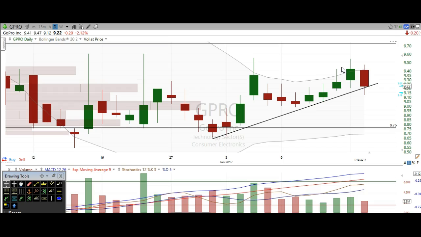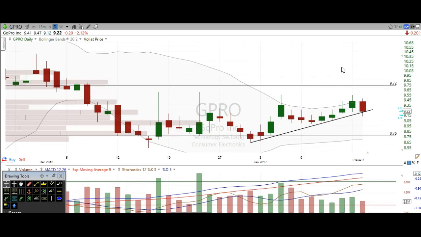So now what can you expect for GoPro? Well, it looks like GoPro does want to head higher here. You can see we've got this uptrend line right here, several bounces right here. We bounced off of it today. This isn't exactly a friendly candle, as we did break the lows of this day right here. Almost a bearish engulfing candle as well. But I definitely think that it can get a bounce here.